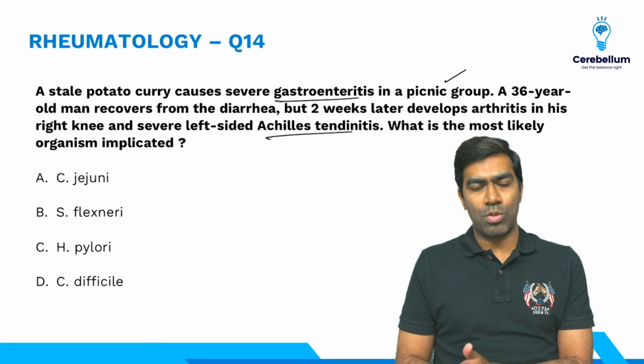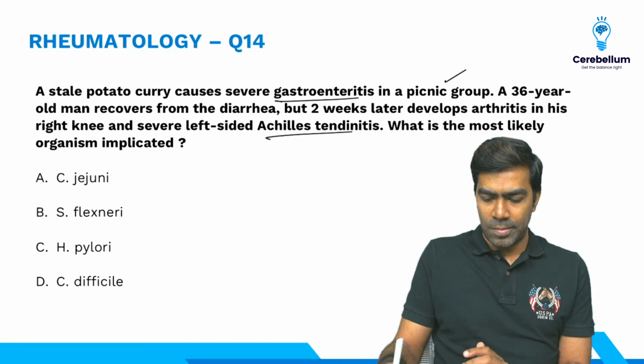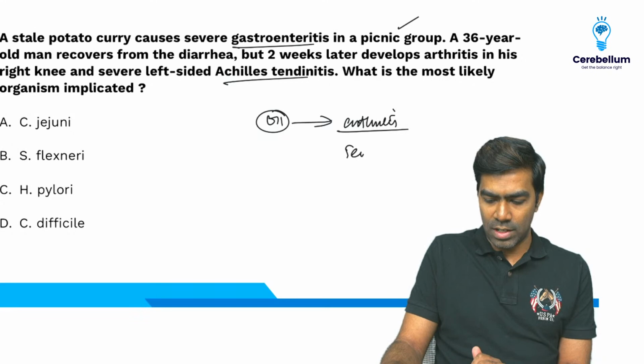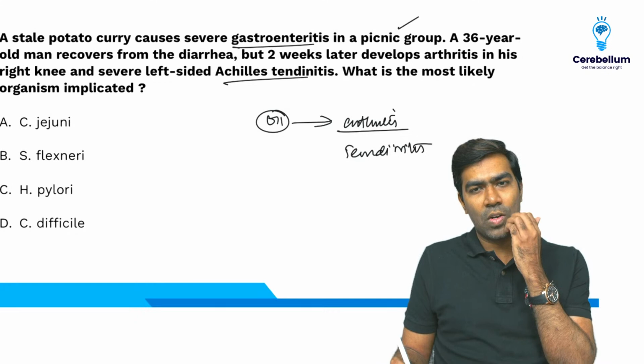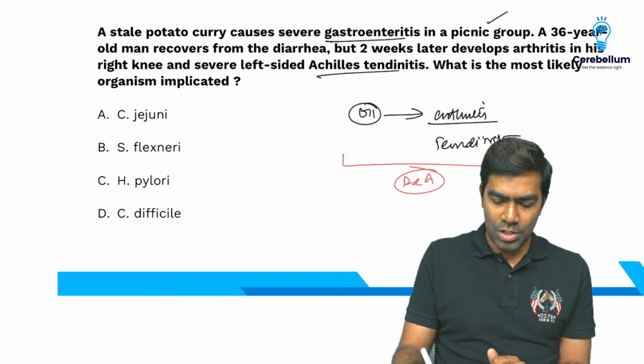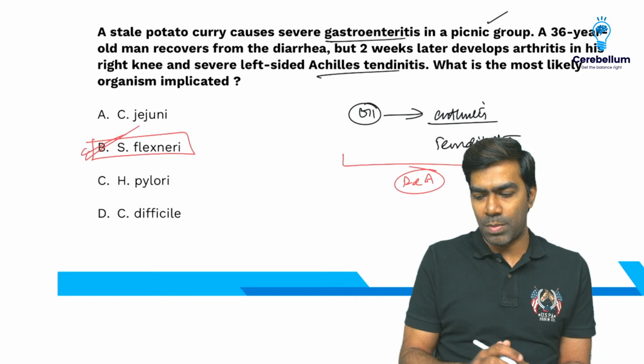So you know the diagnosis here, right? The patient had a gastrointestinal illness, and following it he has developed arthritis and tendinitis. Technically, we are talking about reactive arthritis, otherwise called Reiter syndrome. What is the most common organism implicated? It is Shigella flexneri. The Shigella group is the one most commonly implicated. Campylobacter jejuni could be implicated, but that's not very common.